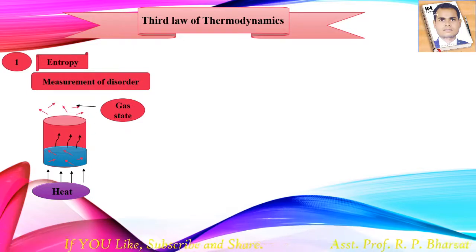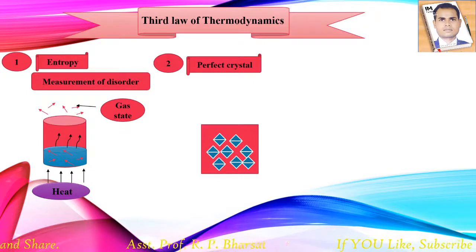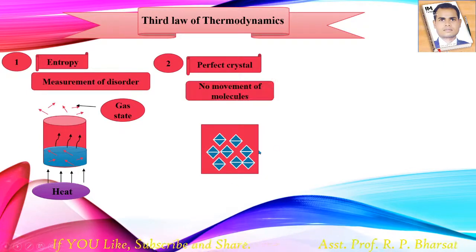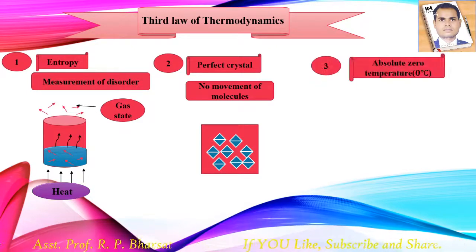Now the second term is a perfect crystal. If you consider this kind of crystal, they have a perfect shape, meaning they have a rigid body. That's why there is no movement of molecules here, because they have a fixed shape. And the next term is the absolute zero temperature.